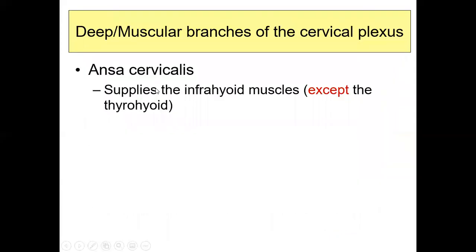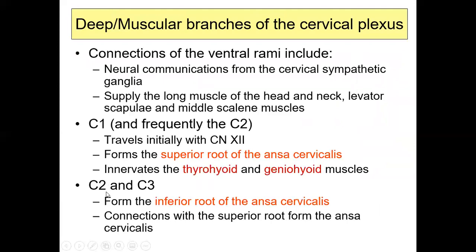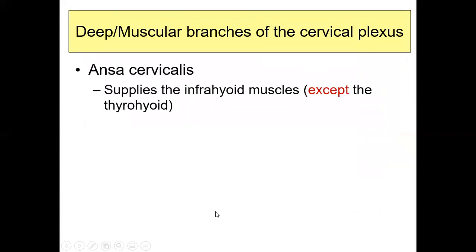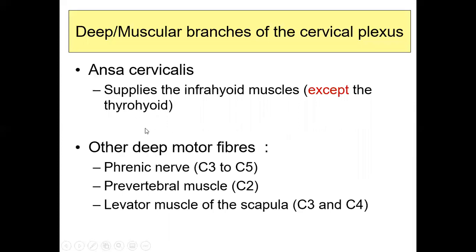This inferior root of the ansa cervicalis forms a connection with the superior root. Whenever it connects with the superior root, it forms the complete loop of the ansa cervicalis. So that is the explanation of what the ansa cervicalis is. The ansa cervicalis supplies the infrahyoid muscles with the exception of the thyrohyoid muscle. You have to remember that.